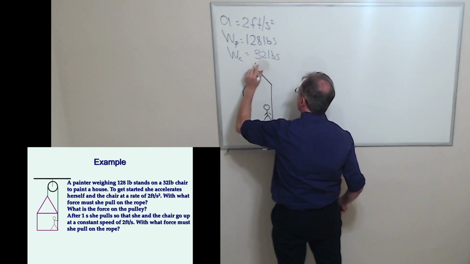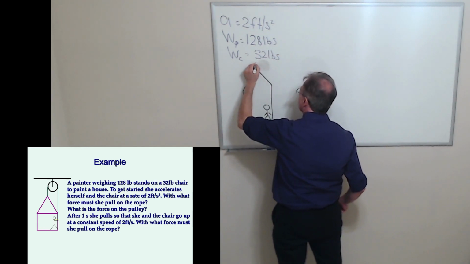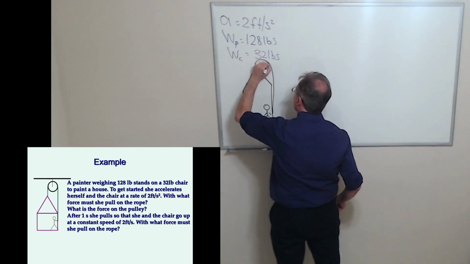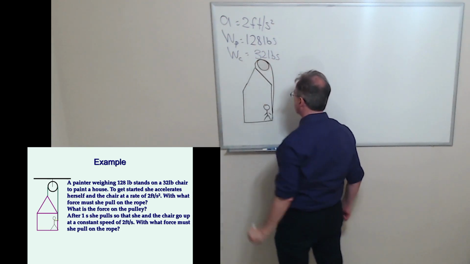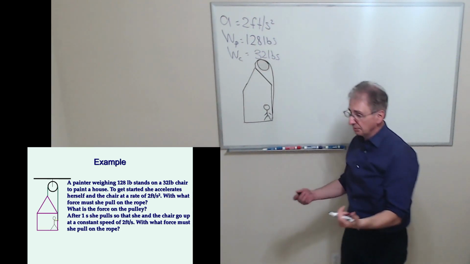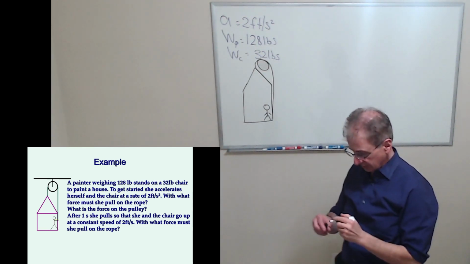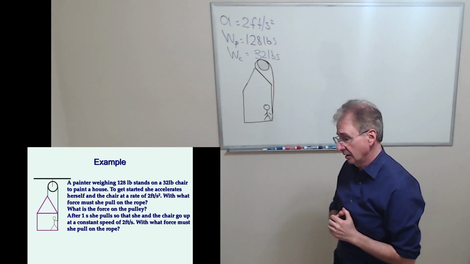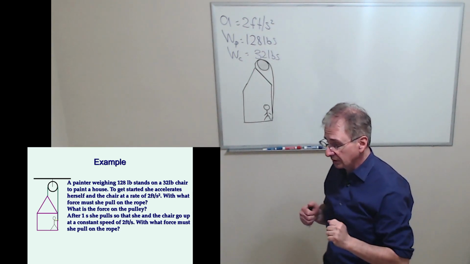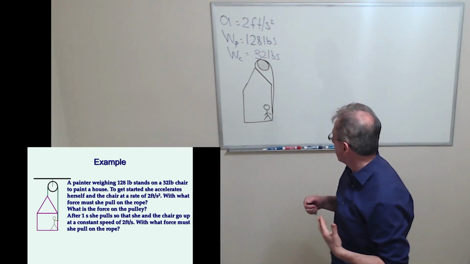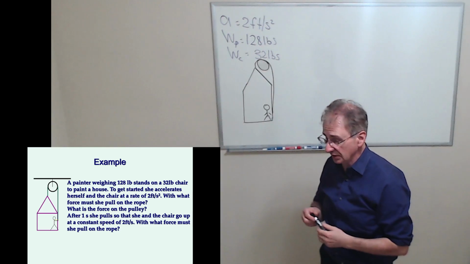Let me quickly draw this. Not the best picture. But anyway, she's pulling herself up. And there's a couple of ways to solve the problem, and it's going to depend on how you define the system. I'm going to define the system as consisting of both objects, because if she's pulling herself up, then both her and the chair have the same acceleration.